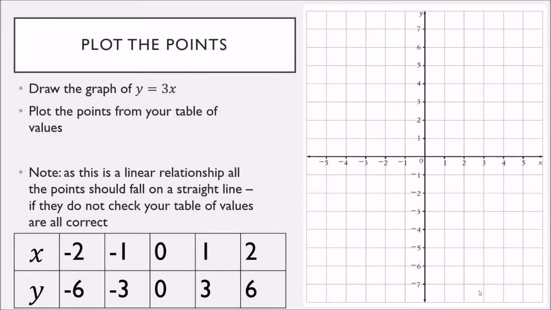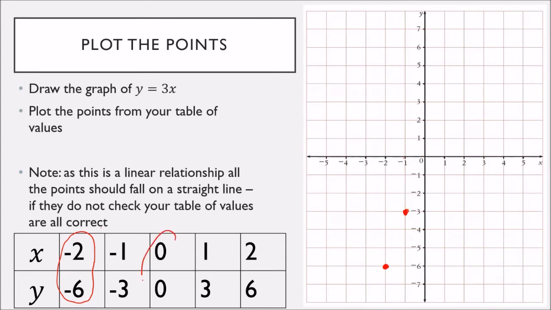So now we're up to the point where we need to actually plot these points. We want to draw the linear relationship of y equals 3x. So we use our table of values down here. This here is our first ordered pair, or coordinate pair. That's telling us that we need to go across -2 and then down to -6. So here's where our first point's going to lie. Now our next point tells us we need to go across -1 and we need to go down to -3. So there's our next point.